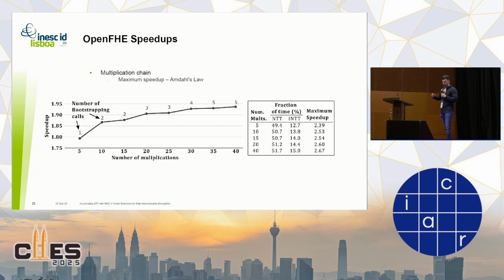We see higher speedups when we increase the number of bootstrapping calls. One of the ways we can do this is by performing a multiplication chain. The more multiplications you do, as you see here on the x-axis, the more bootstrapping calls you're going to require. And that is going to increase the fraction of time spent doing NTT and INTT. We can use Amdahl's law to calculate the maximum speedup that we could provide, assuming infinite acceleration of the NTT and INTT. And we see that our effective speedup follows the trend of the maximum speedup, which both increase as the number of bootstrapping calls do.